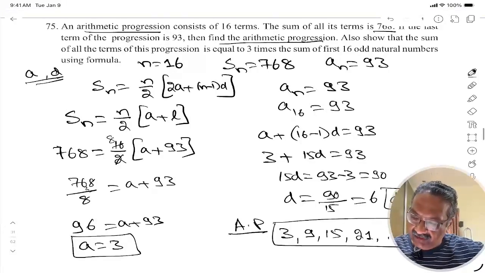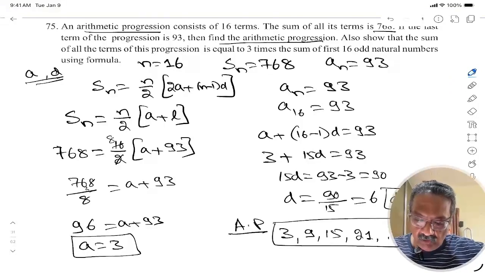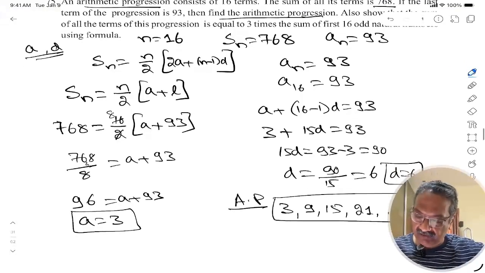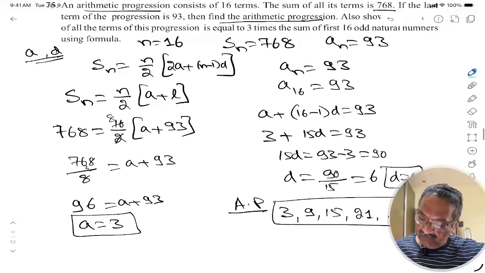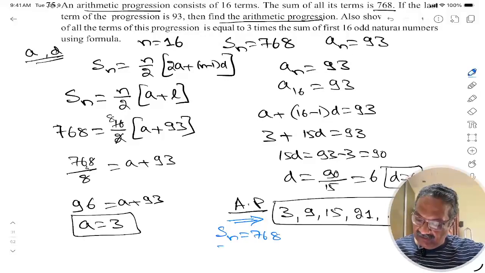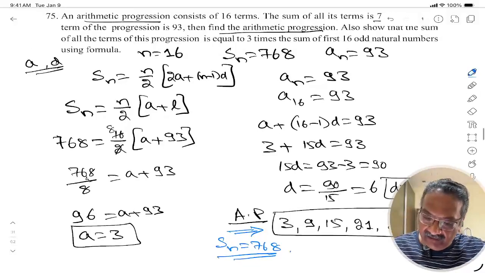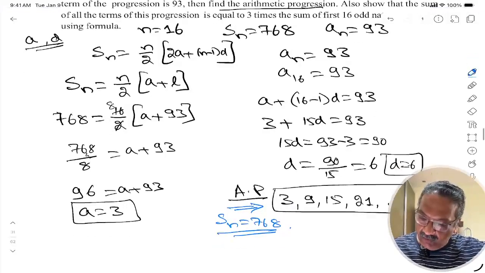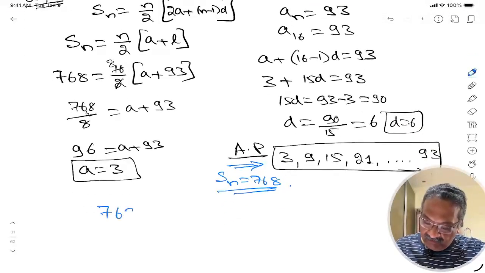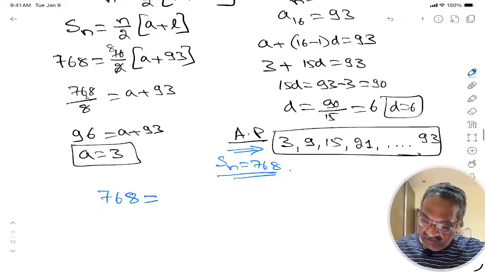What does the second part say? Also show that the sum of all the terms of this progression, we already know this 768, is equal to 3 times the sum of the first 16 odd natural numbers.